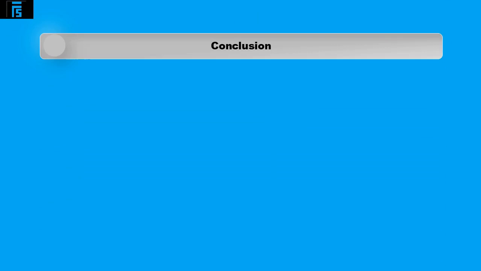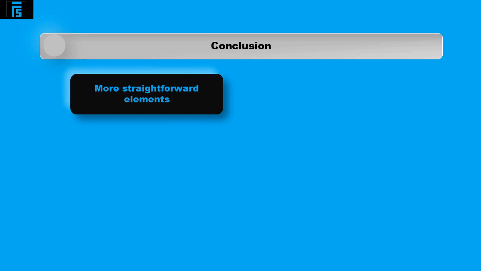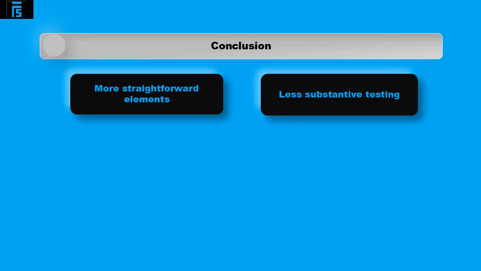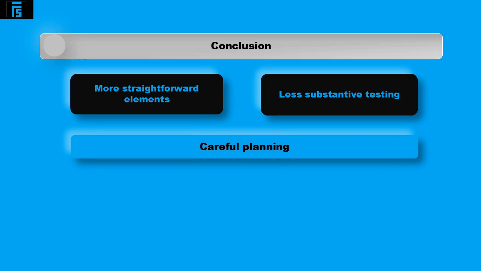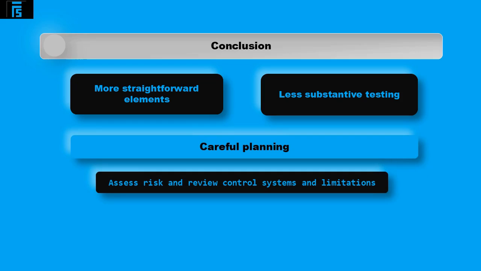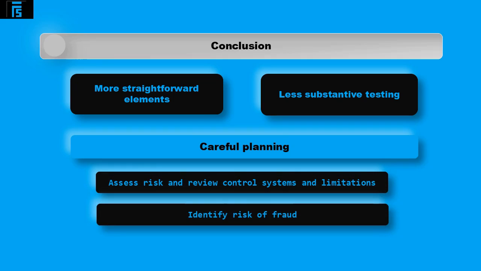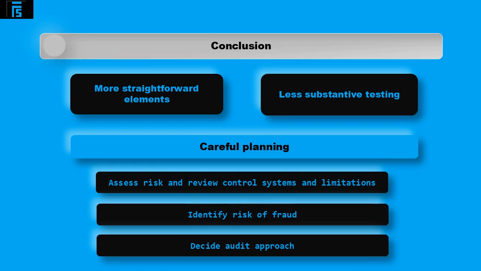To conclude, depending on the specifics of the small business, there may be elements of an audit that are far more straightforward than dealing with a larger organisation. There will possibly be less substantive testing. However, careful planning is still needed to assess the risks and review the control systems and any limitations, to identify whether fraud risk is high and decide how to approach the audit.